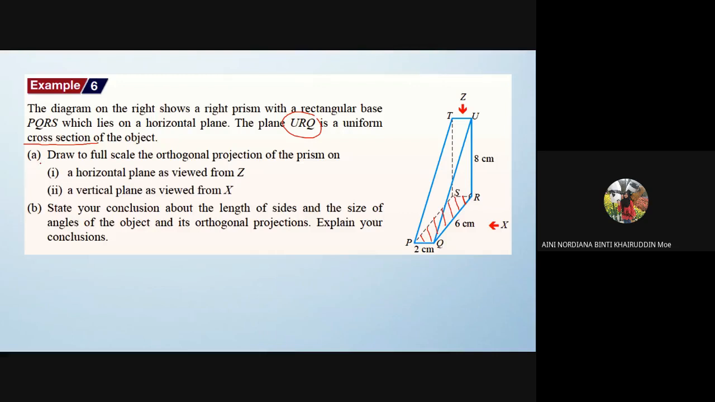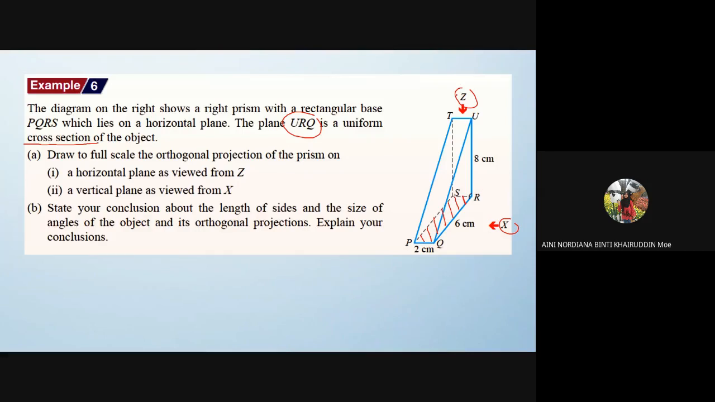Question A. Draw to full scale the orthogonal projection of the prism on the horizontal plane as viewed from Z, tengok dari atas, and as viewed from X, tengok dari tepi. Then state your conclusion about the length of sides and the size of angle of the object and its orthogonal projection. Explain your conclusion.